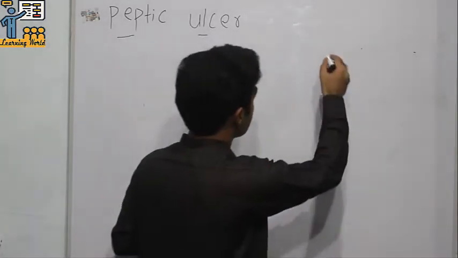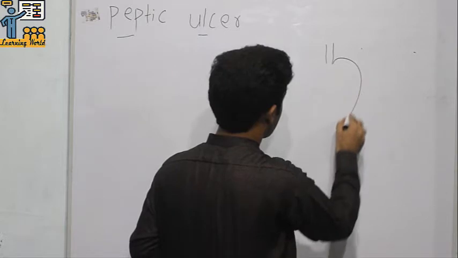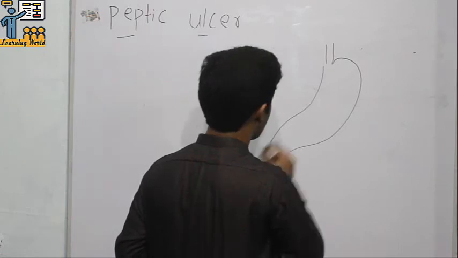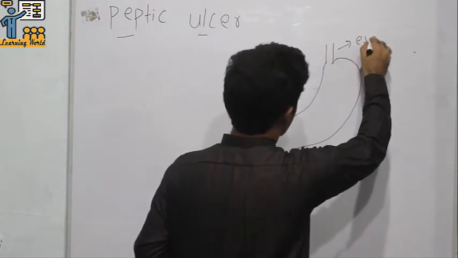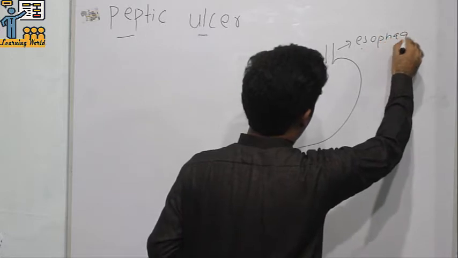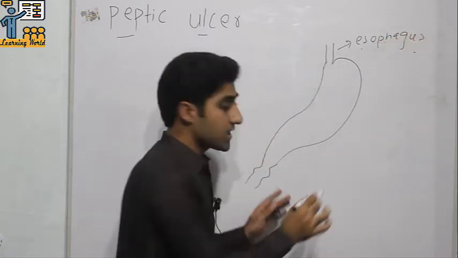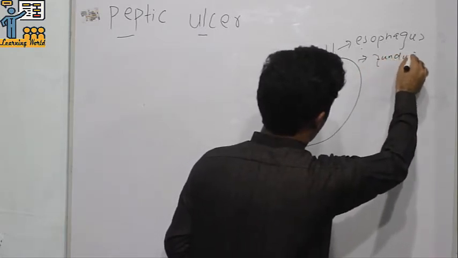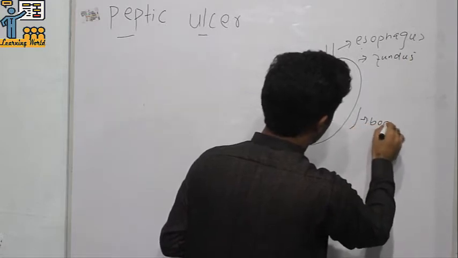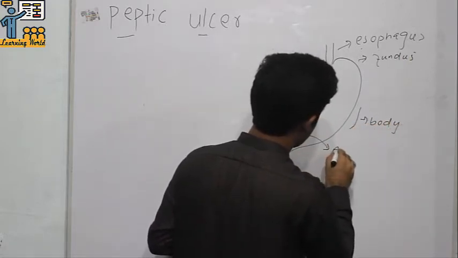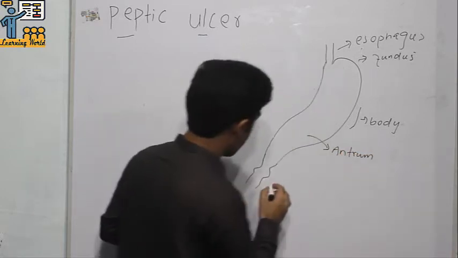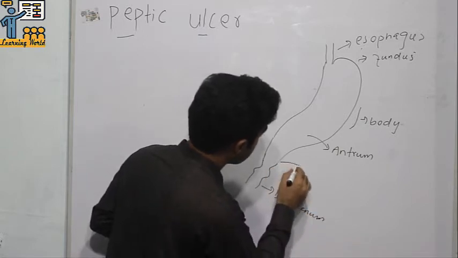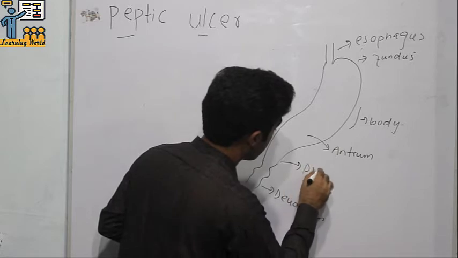For example, this is the general structure of the stomach. This is the esophagus. This is the stomach. This is the fundus, this is the body, this is the antrum, this is the duodenum, and this is the pyloric region of the stomach.